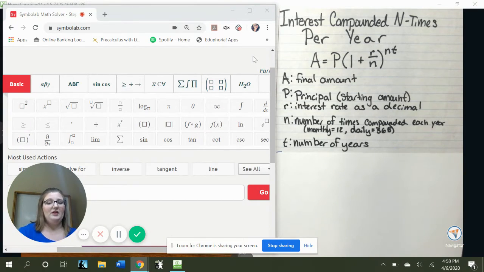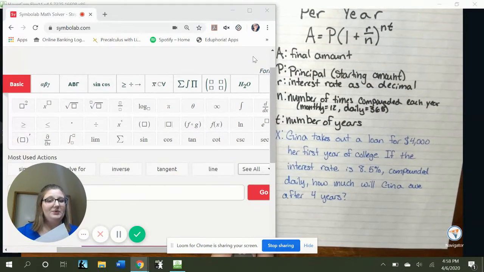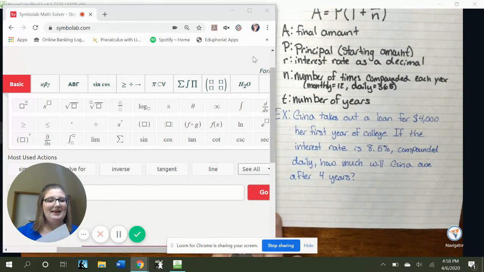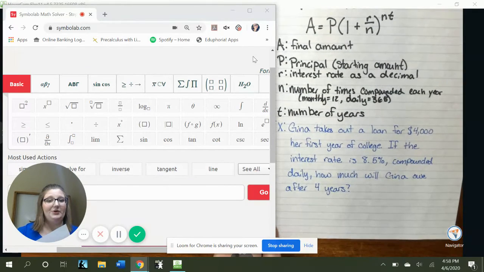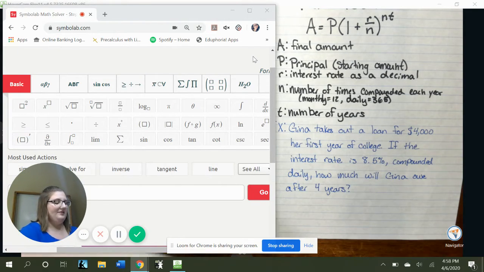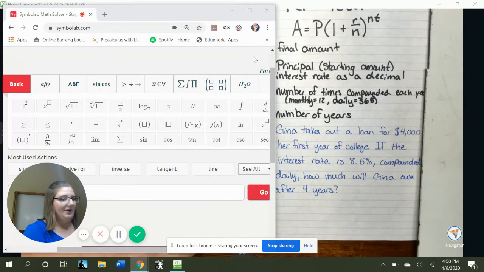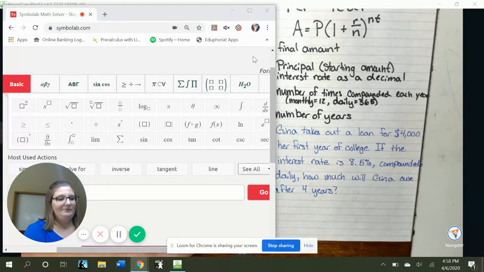So now that we know all those variables, we can look at an example. We've got this problem that says Gina takes out a loan for $4,000 her first year of college. If the interest rate is 8.5% compounded daily, how much will Gina owe after 4 years? We want to go through and figure out what these values in the problem are and how to plug them into our formula.